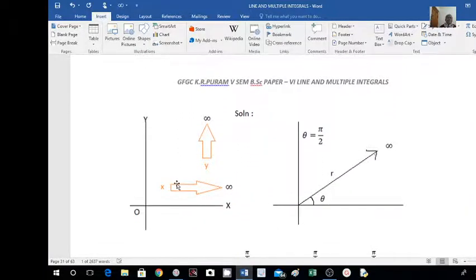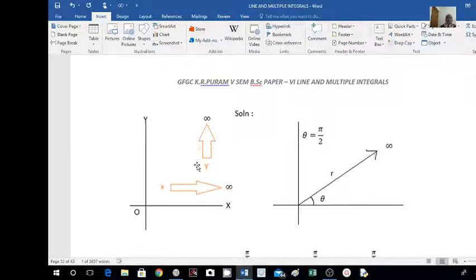Okay, so x starts from here, x equal to 0, and x goes like this up to infinity. X ranges from 0 to infinity. Y starts from this point here, on the x-axis, and this also goes to infinity. That means this is the region, the first quadrant, the whole quadrant is the region. This goes up to infinity, right?